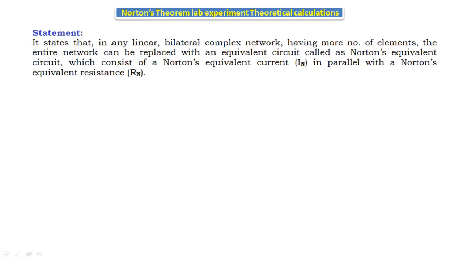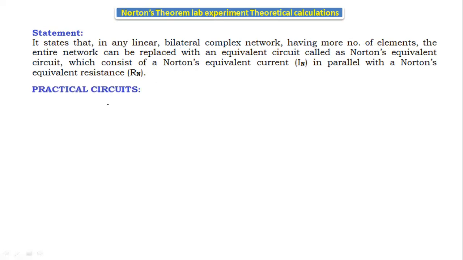It states that in any linear bilateral complex network having a large number of elements, the entire network can be replaced with an equivalent circuit called Norton's equivalent circuit, which consists of Norton's equivalent current connected in parallel with the Norton's equivalent resistance.